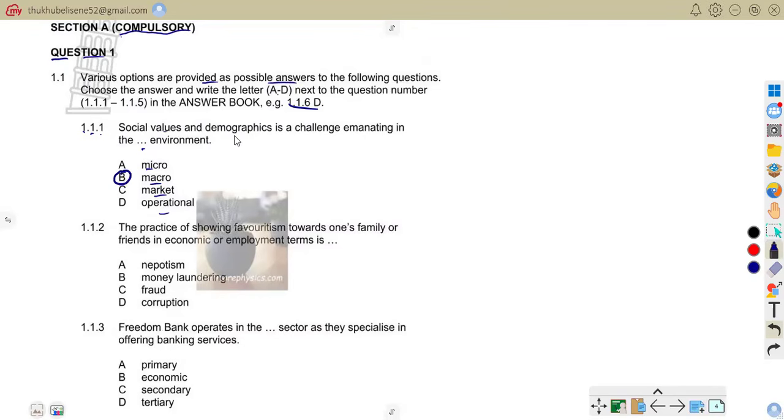Social values and demographics is a challenge emanating in the macro environment, of which we know very well that we don't have control over the macro environment. We're talking of the lifestyle of our customers, our potential customers. We can't change that. We can't change their preferences and taste. So this is a macro environment.